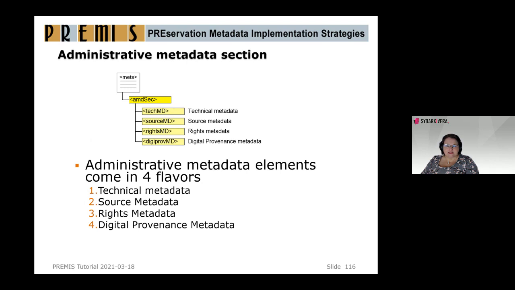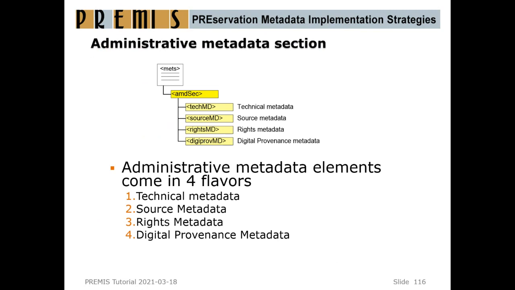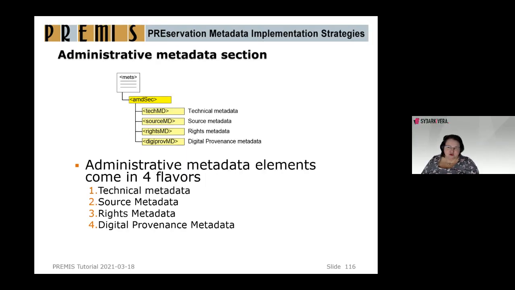So when you look into the administrative metadata section in METS, there are 4 different types of administrative metadata. You have the technical metadata, so purely what Eld described earlier with MIX. We have sources, we have the rights, and we have the digital provenance metadata. So that's the 4 flavors you can make a good mixture of.